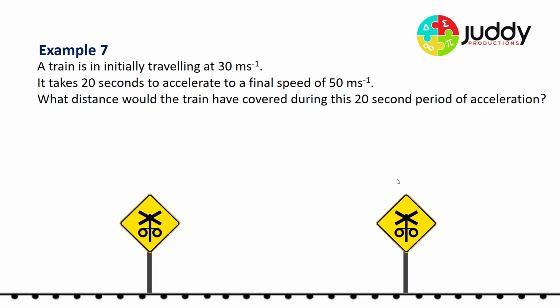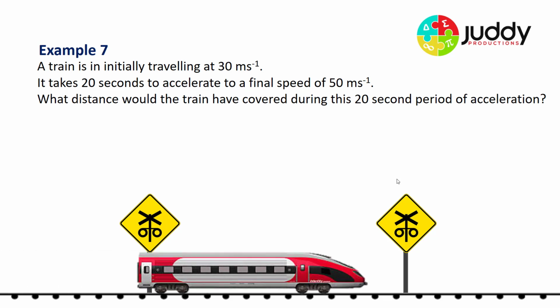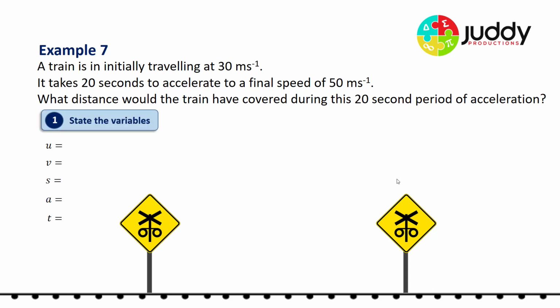Our 7th and final example. A train is initially traveling at 30 meters per second. It takes 20 seconds to accelerate to a final speed of 50 meters per second. What distance would the train have covered during this 20-second period of acceleration? So there goes our train. Step 1, state the variables.